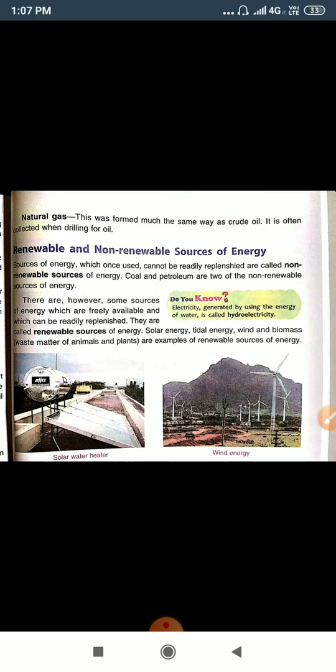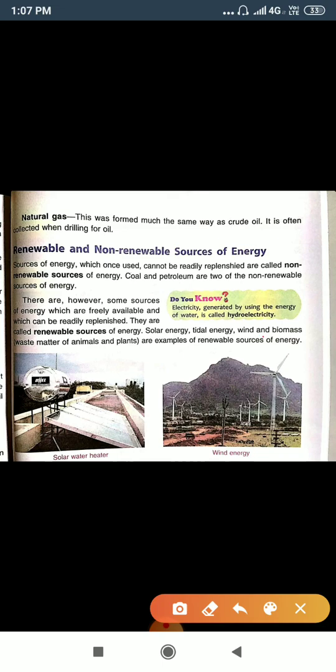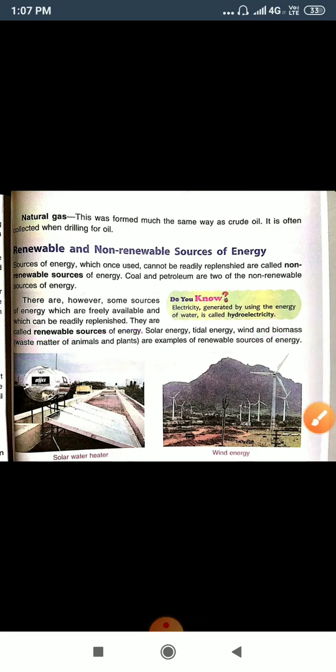And one more thing is biomass, that is the waste matter. Now you will ask, ma'am, what is biomass? Biomass is the waste matter of animals and plants. Waste matter of animals and plants is called biomass. This is also a renewable source of energy. Okay, so non-renewable sources like coal, petrol, diesel cannot be replenished, and they are not easily available.